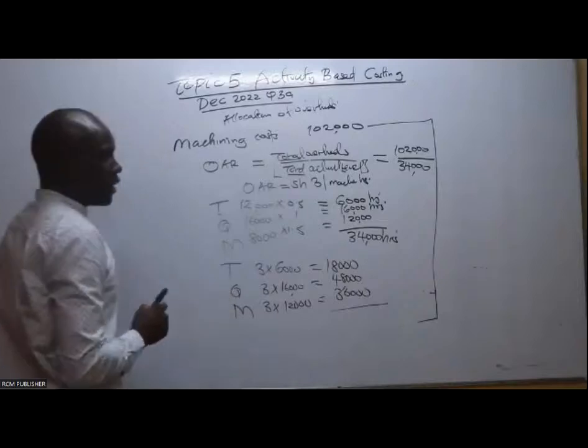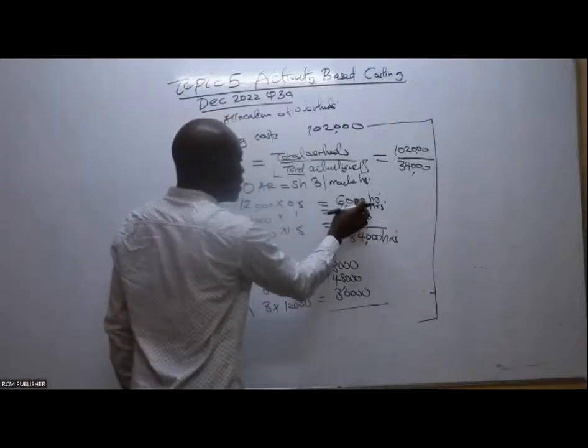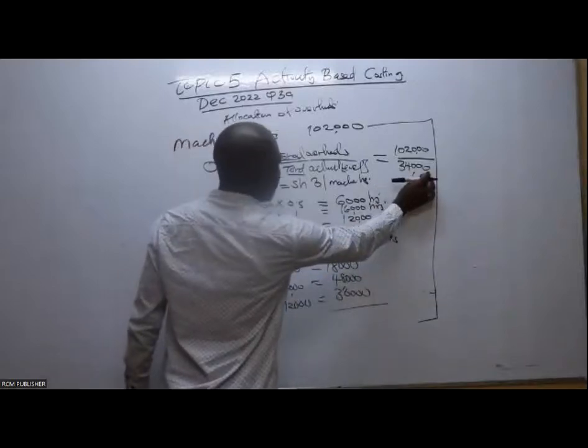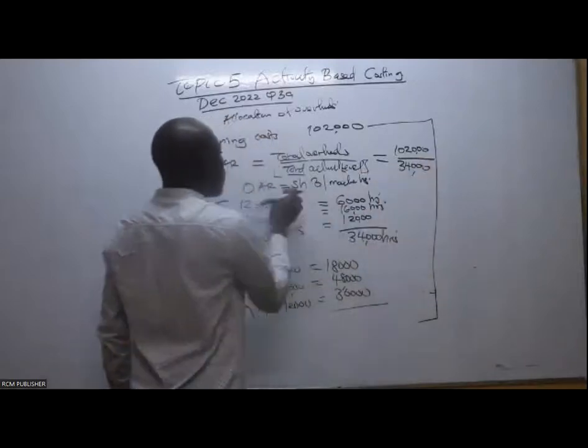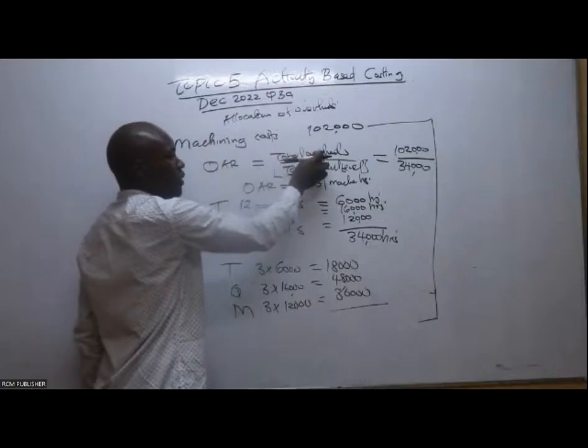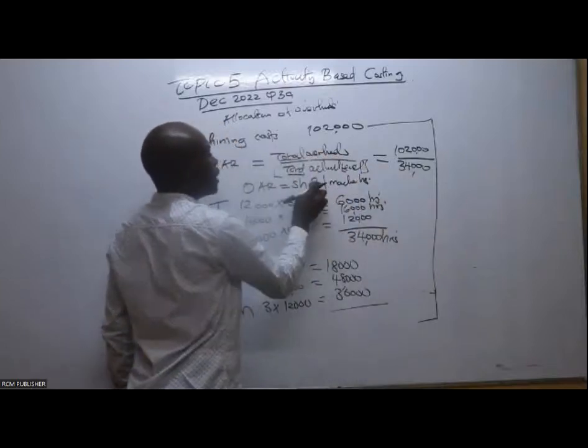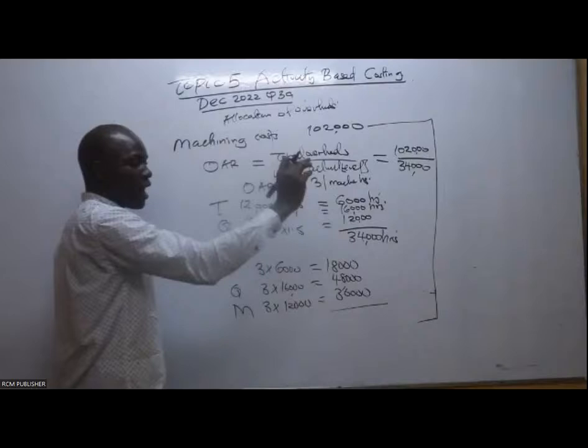I think it's now clear, Nelly. Then, if you now add this one, you get 34. This is it. This is the total activity level. Overhead absorption rate: total overhead divided by activity level. We are getting 3 shillings per machine hour.